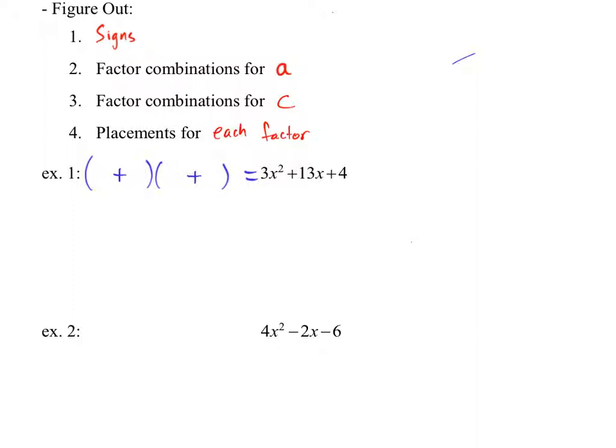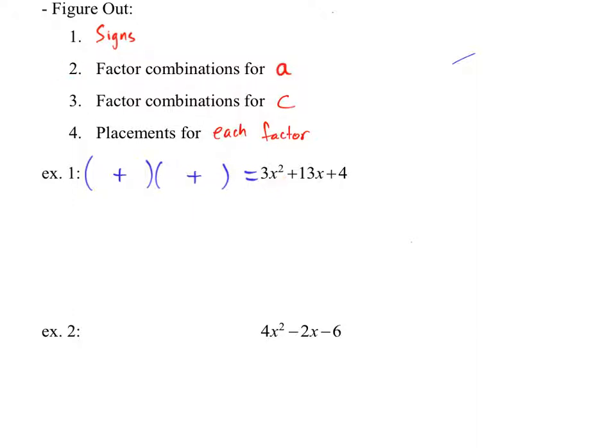That's the only combination where a positive times a positive gives me the positive number here. And outside would give me a positive number of x. Inside would give me a positive number of x. So I'll get a positive number of x's. Good? All right. Then we start out with step 2, factor combinations for A.